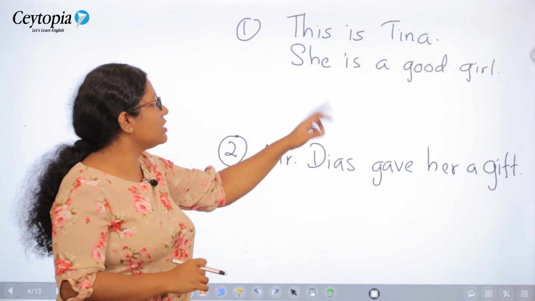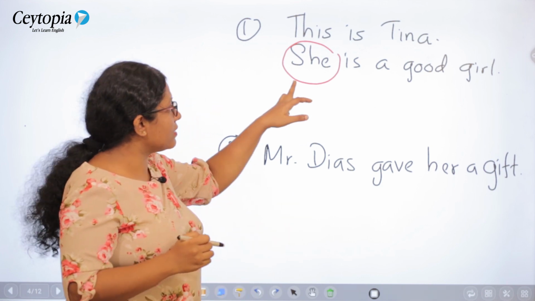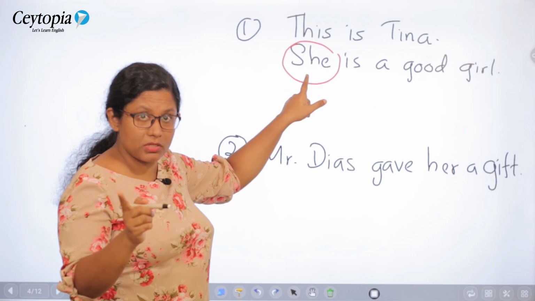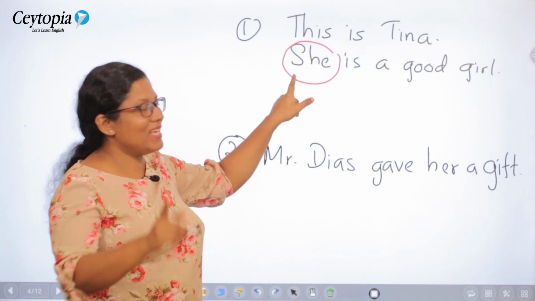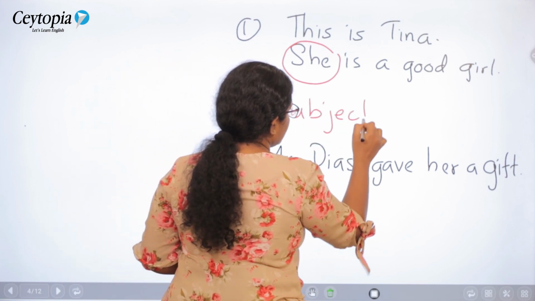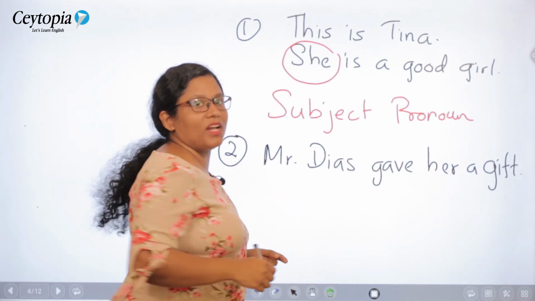Tina, she is a good girl. You have used she in place of the subject. We are talking about Tina, so it is the subject of the sentence. So we use the subject pronoun she. So now you know the word subject pronoun. So she is a subject pronoun.